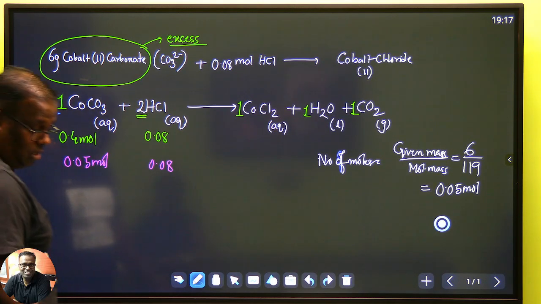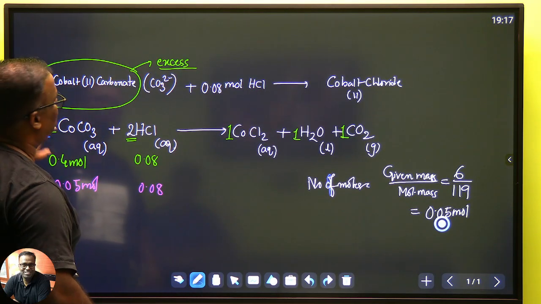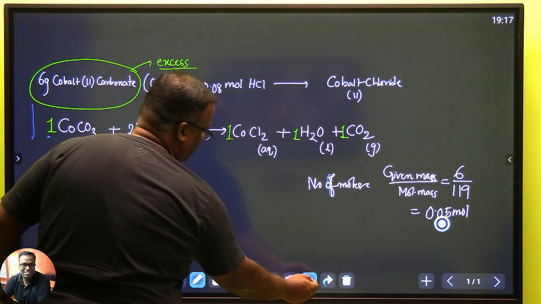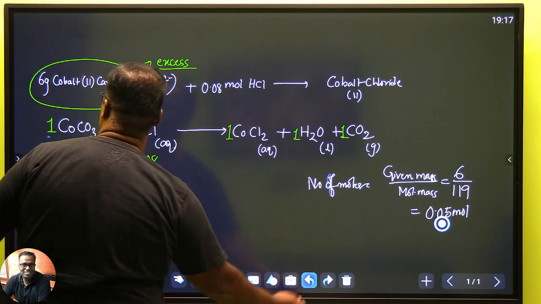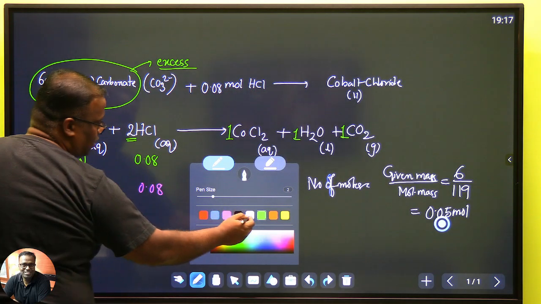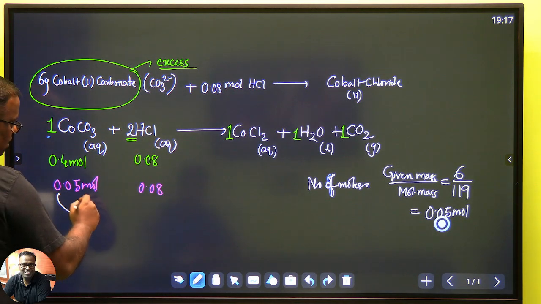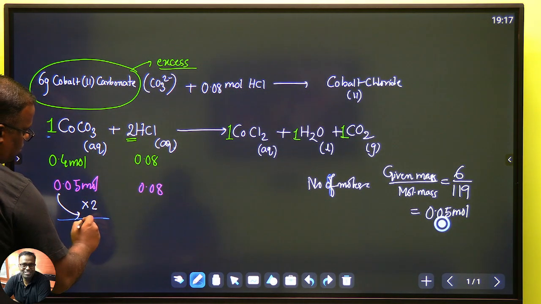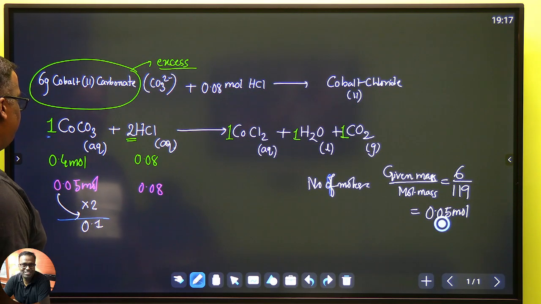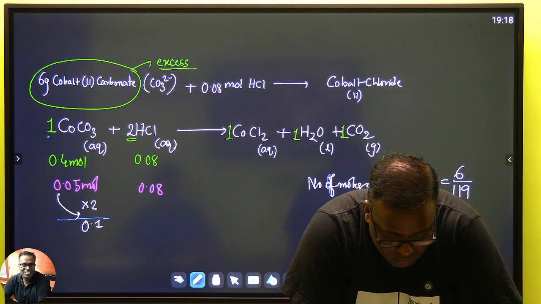So in order for this much of cobalt carbonate to react, yeah, this one irritates me now. Not the move button. It senses so much.